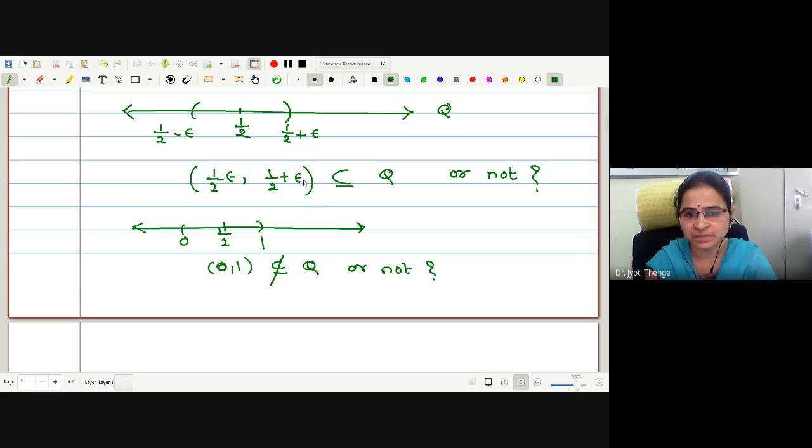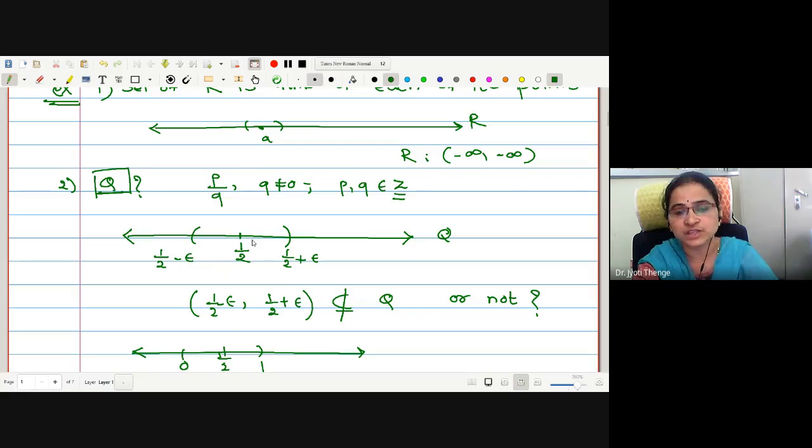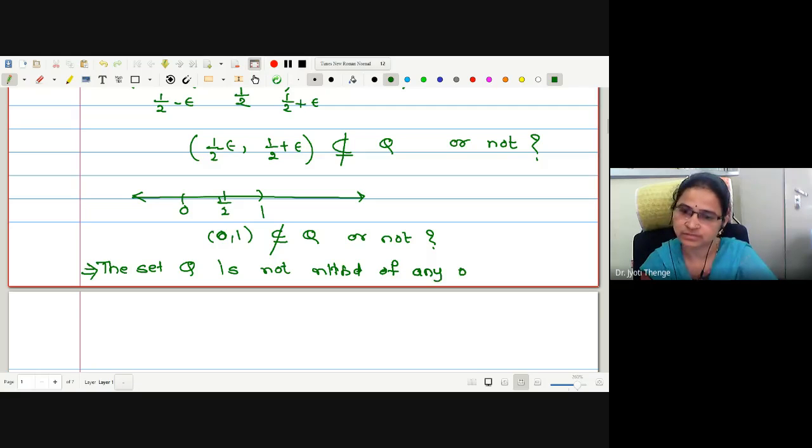Therefore, may I write the same thing here? Half minus epsilon, half plus epsilon. Whatever is your epsilon value, this interval is not contained in Q. Correct, na? Therefore, for this point half, Q is not working as the neighborhood. Therefore, what is the statement I can make? The set Q is not a neighborhood of any of its points.